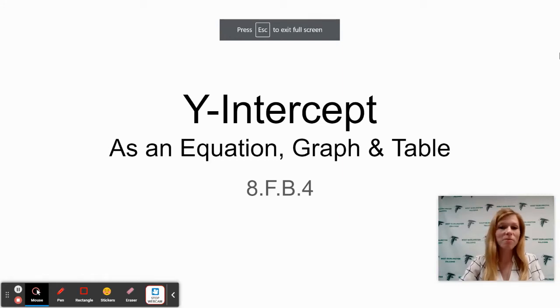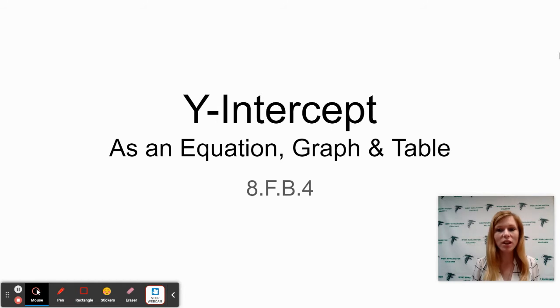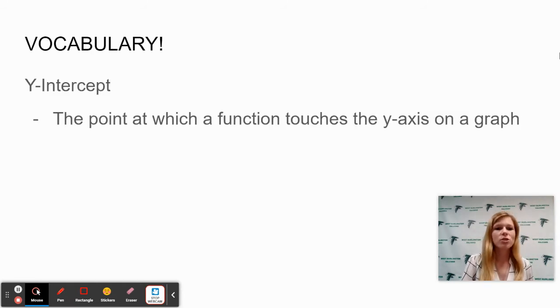Hey guys, just a quick 5-minute video on how do we find the y-intercept when it's in an equation, a graph, or a table, looking at all three of those today. So just a quick reminder, please remember that the y-intercept is the point at which the function is going to touch the y-axis on the graph. So we're looking for that one point, we're going to represent it with one number.